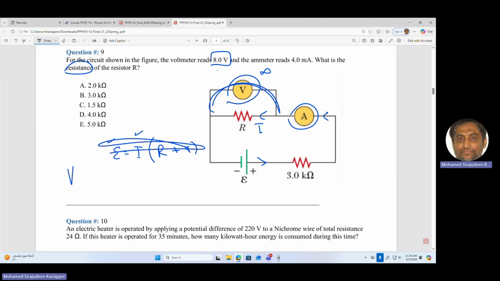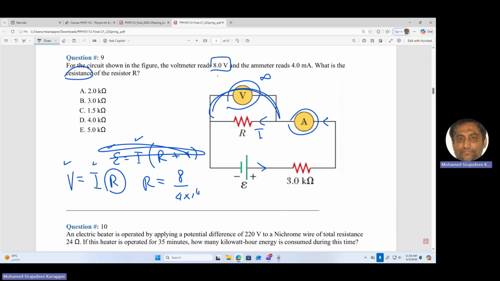You will say the voltmeter reading is equal to current multiplied by the resistance. So the current is given and the voltage across the voltmeter is given. It's a very easy question. So R is equal to the voltmeter reading 8 divided by the current through that, which is 4 milliampere. So you have to be sure to put everything in SI unit. That will give the answer what? 2 into the minus 3. A. 10 to the minus 3 when it comes up will be 10 to the plus 3. So kilo ohms.